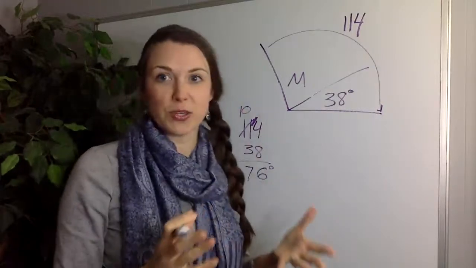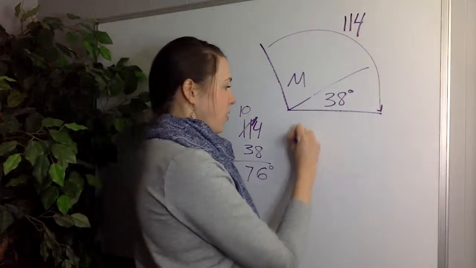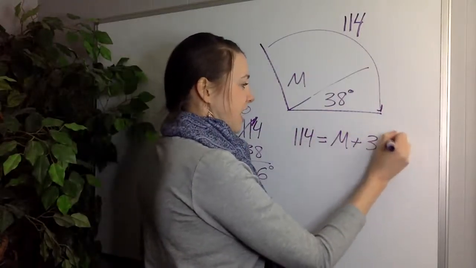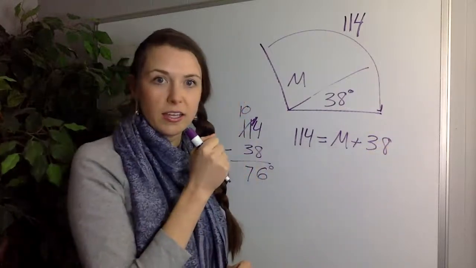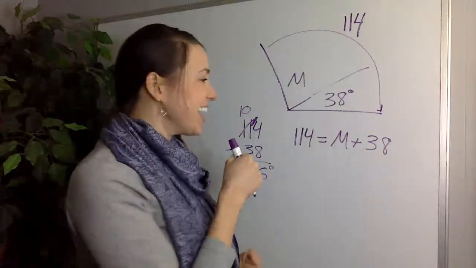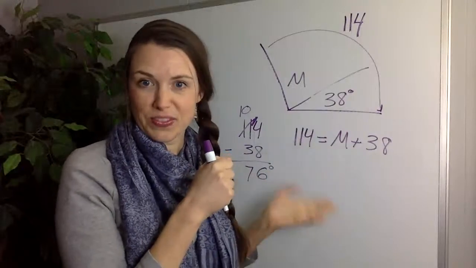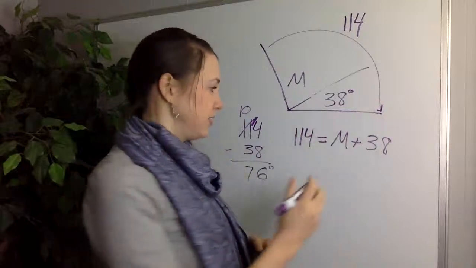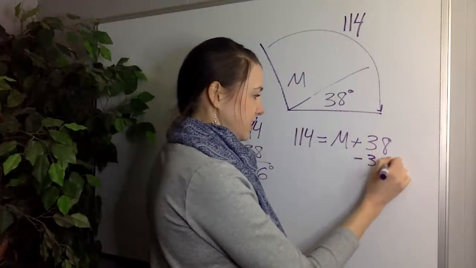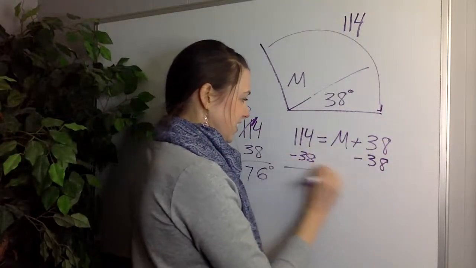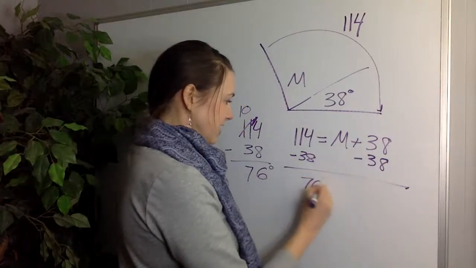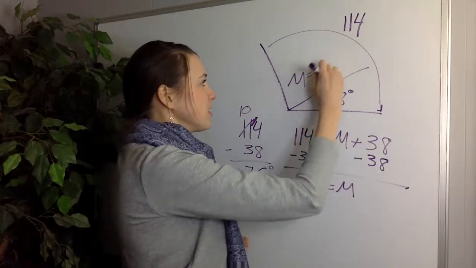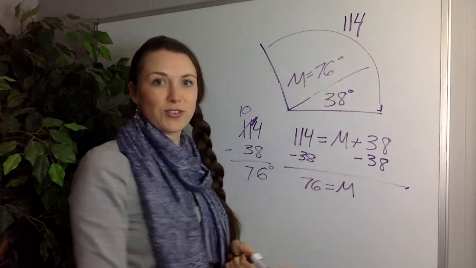Okay, now let's do it algebra style. So we're going to go 114 equals m plus 38. So get your marker, your pen. How do I get you alone? Right? What are we going to do? We're going to subtract the 38 from both sides, which will get our m alone. So minus 38, minus 38, and we get 76 equals m. So this m right here equals 76 degrees.